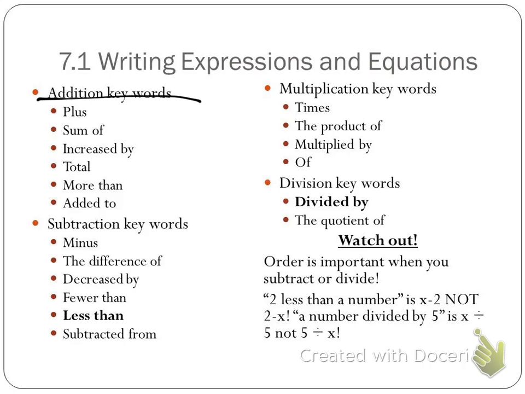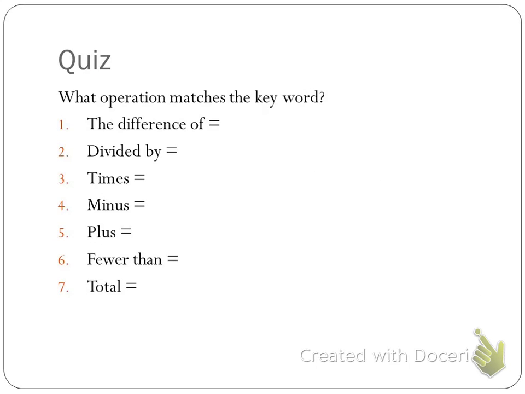So now, what operation matches the key word? Difference of, subtraction, divided by. That one's so easy. Number 3, times. Number 4, minus. Number 5, plus. Number 6, fewer than. Subtraction, and it comes second. Number 7, total. Addition. Very good.